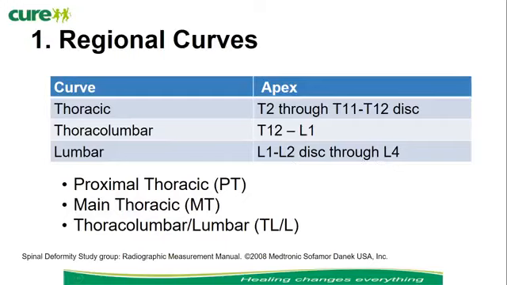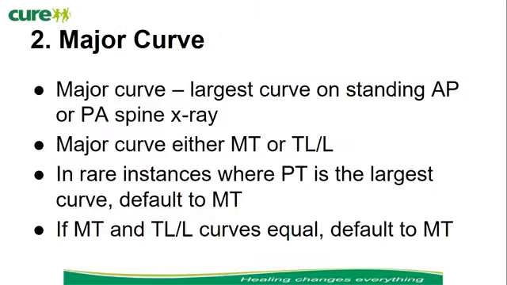So it's very important to identify first what regional curves you have. The second thing is to identify the major curve, and that is the largest curve on a standing AP or PA X-ray. When you measure all the angles in the regional curves, the one that is the most significant is the one that you would call the major curve.